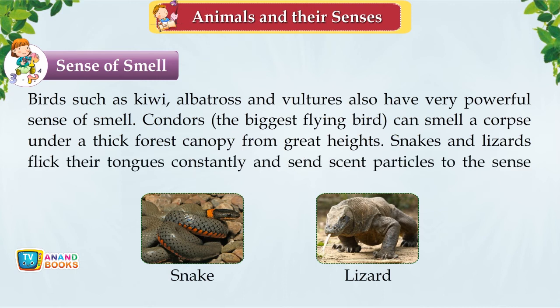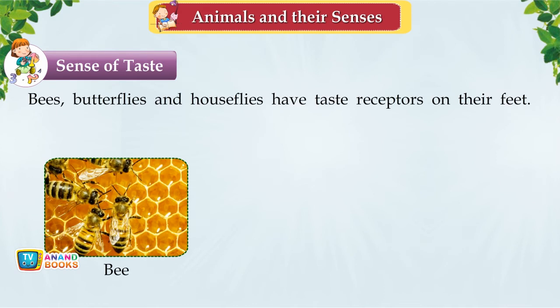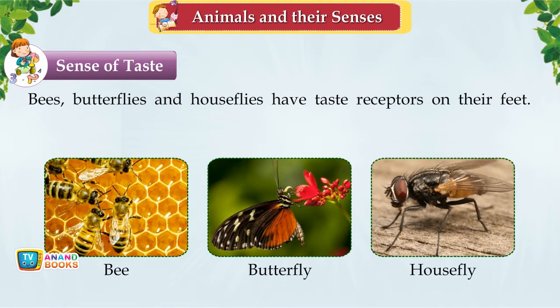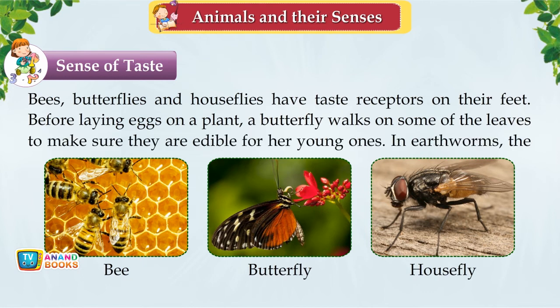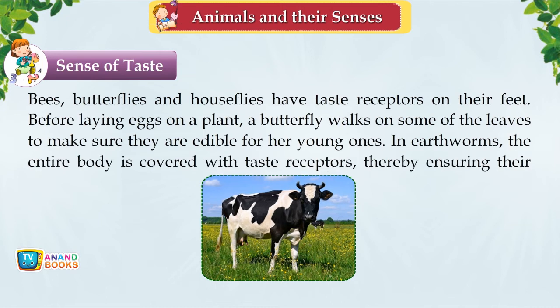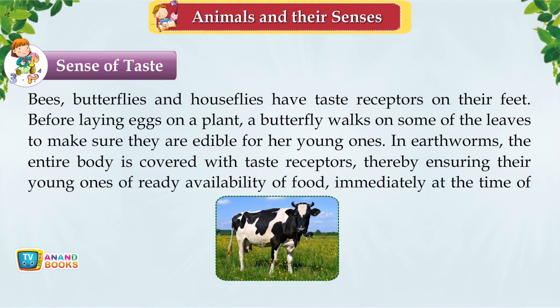Snakes and lizards flick their tongue constantly and send scent particles to the sense organs located at the roof of their mouth. Sense of taste. Bees, butterflies, and houseflies have taste receptors on their feet. Before laying eggs on a plant, a butterfly walks on some of the leaves to make sure they are edible for her young ones. In earthworms, the entire body is covered with taste receptors, thereby ensuring their young ones ready availability of food immediately at the time of their birth.